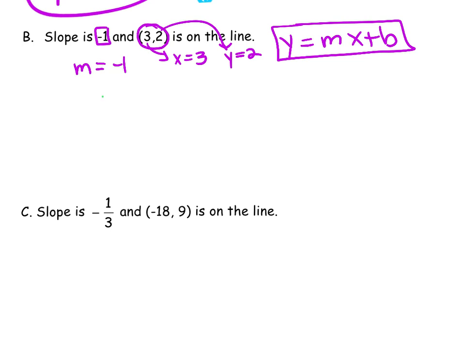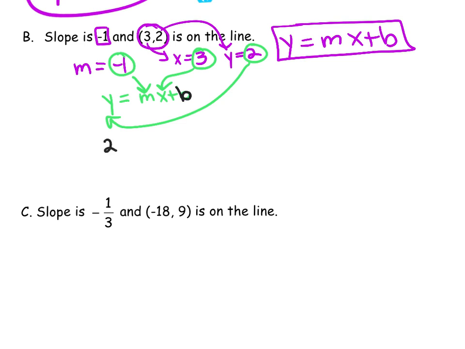If I write my equation, y equals mx plus b, well, here's m, here's x, and here's y. Can I plug all these things in and solve for b? Of course we can. So let's substitute. We have 2, because that's what y is, equals our slope of -1, in parentheses, I should really be putting these in parentheses, times 3 plus b. We're going to find b.